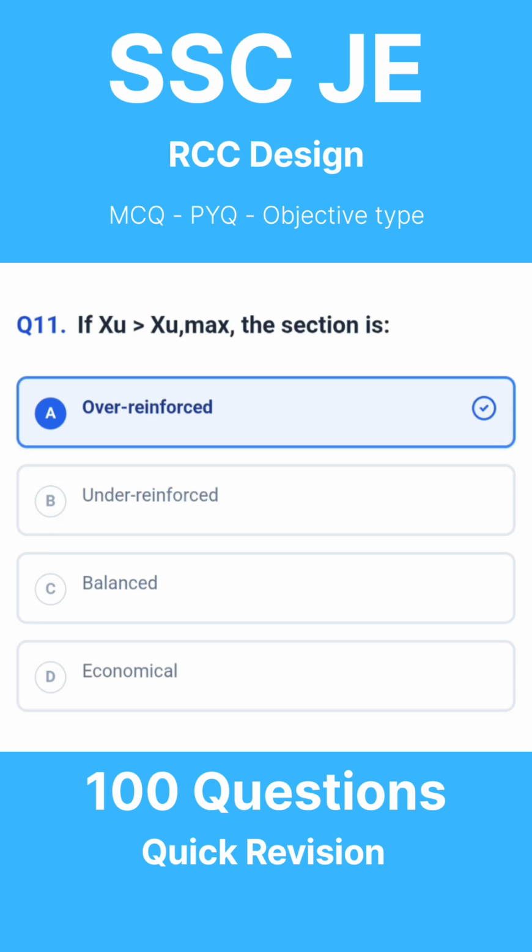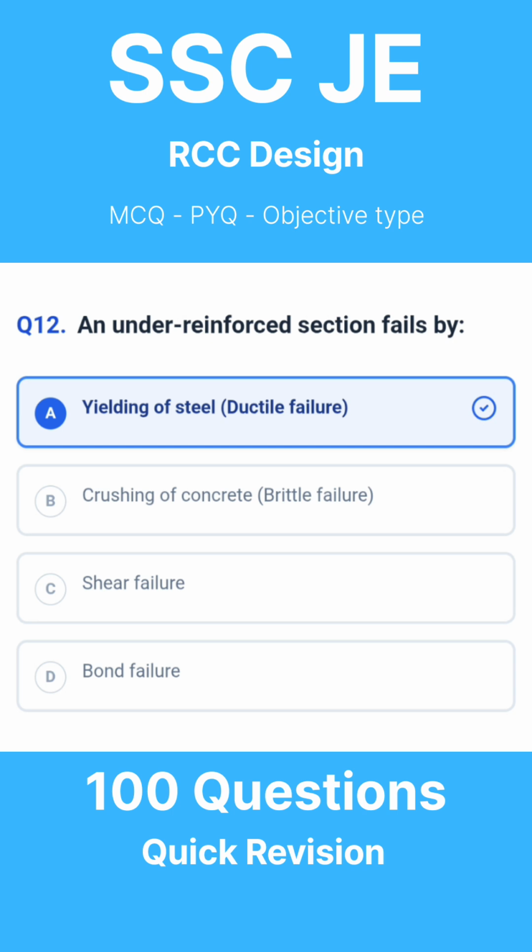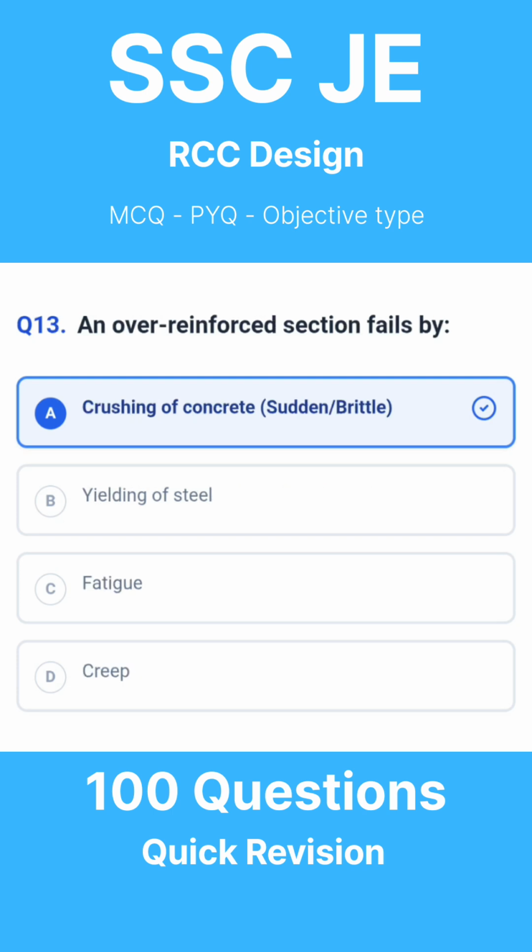Question 11. If Xu is greater than Xu,max, the section is. The correct answer is over-reinforced. Question 12. An under-reinforced section fails by. The correct answer is yielding of steel, ductile failure. Question 13. An over-reinforced section fails by. The correct answer is crushing of concrete, sudden or brittle.